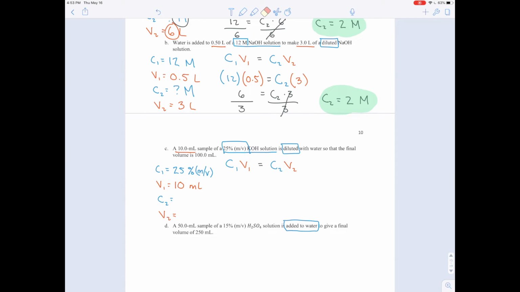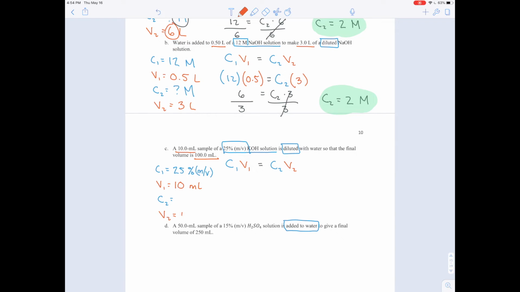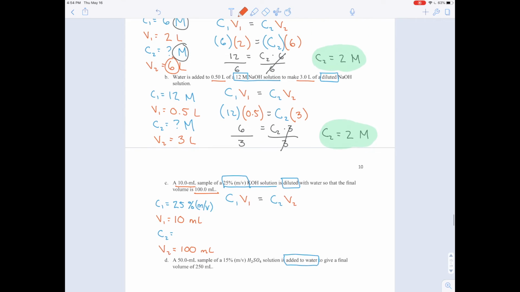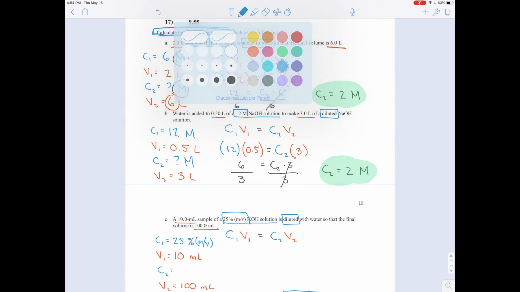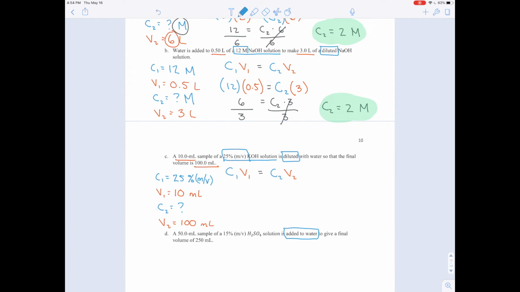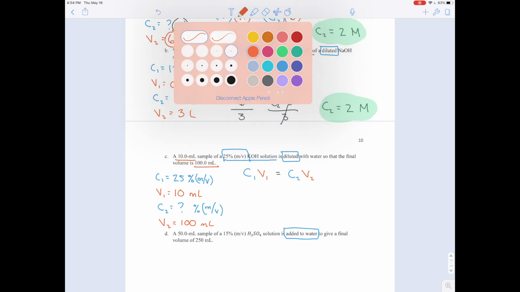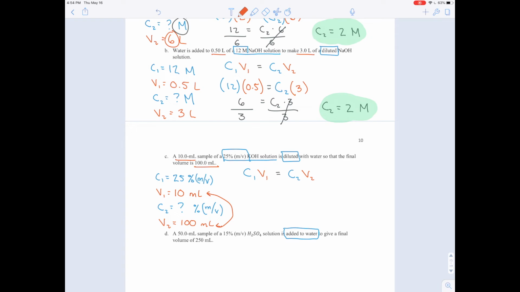And they say that's going to be diluted with water so that the final volume is 100 milliliters. So that's V2. And as usual, as with all of these, they are asking us to find the final concentration. So that's what we're solving for. And they don't ask for specific units, so we might as well solve for the units that we already have. Okay, so before we plug these in, we want to make sure that the units match. So we have percent mass volume and percent mass volume, so that's good. Then we have milliliters and milliliters, so that's good.